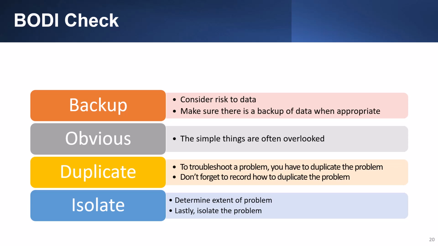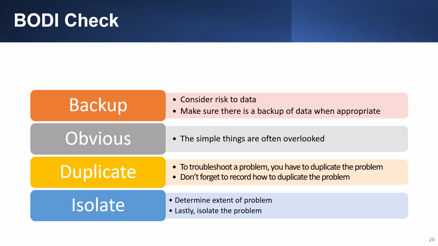Backup is the first part of the BODY check. When you're troubleshooting a problem, you need to consider the risk to data, and if possible and reasonable, you should make sure you have a backup of the data in case the problem gets worse before it gets better. Unfortunately, when many problems occur, it is often too late to get a backup of the data. So hopefully for your organization, you have a backup process put in place that protects essential data.